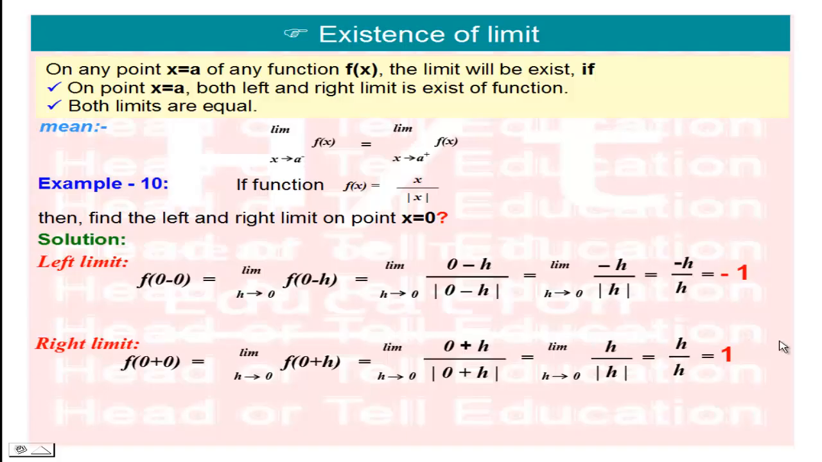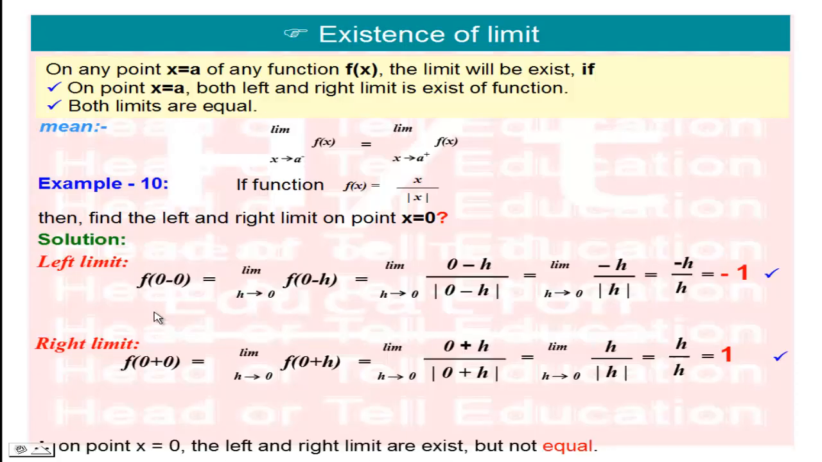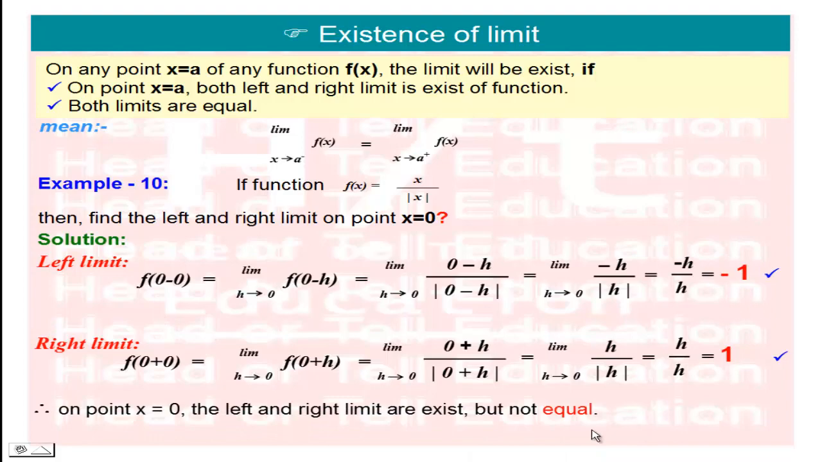So again the right limit is 1. Now we have both limits: the left limit is minus 1 and the right limit is 1. According to our first condition, at the point x equal to a, both the left and right limits exist. But the two limits are not equal. So at the point x equal to 0, the left and right limits exist but are not equal.